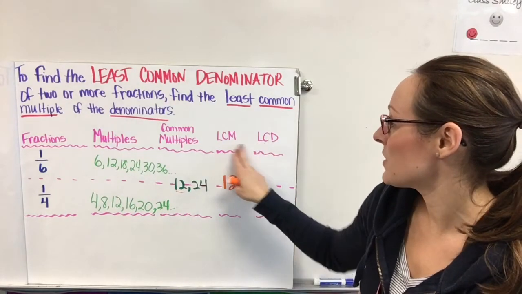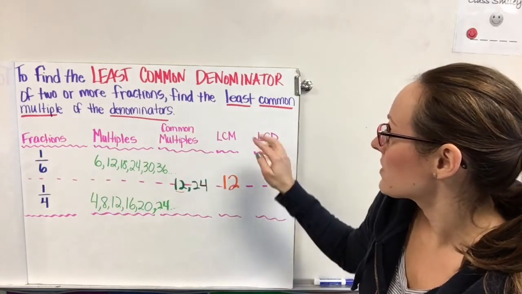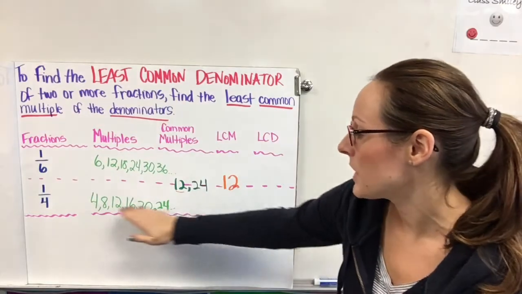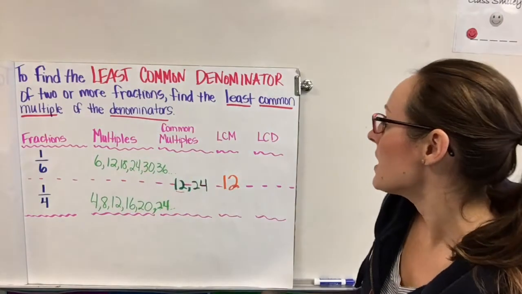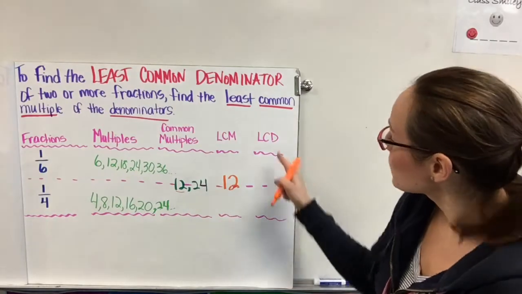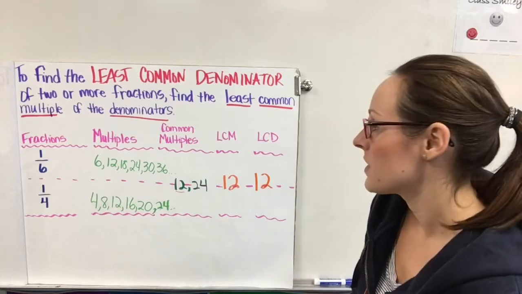The least common multiple and the least common denominator will always be the same. This is just repetitious, because the least common denominator of 2 or more fractions is the least common multiple of the denominators. And since we're talking about denominators when we make these lists, the common multiple and the common denominator will always be the same. So the least common denominator for 1/6 and 1/4 is 12.